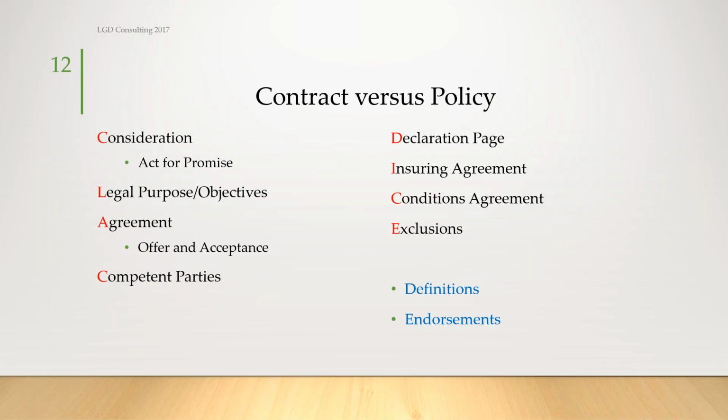An insurance contract versus an insurance policy. Contracts in general are typically two-party agreements. There's got to be consideration, which is an act for a promise. But contracts in general don't have to be in writing. Again, you can just shake hands on it. We trust each other. Insurance contracts have to be in writing because it's an unequal distribution.